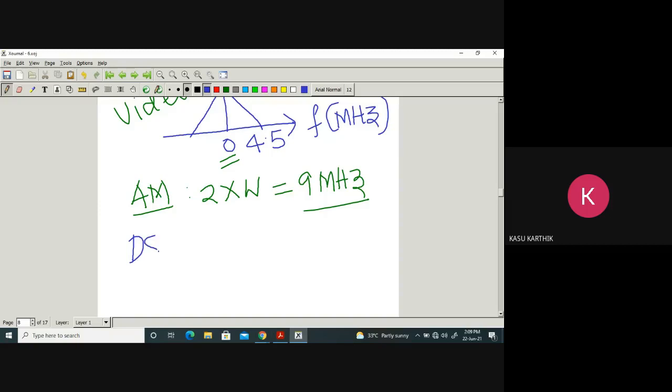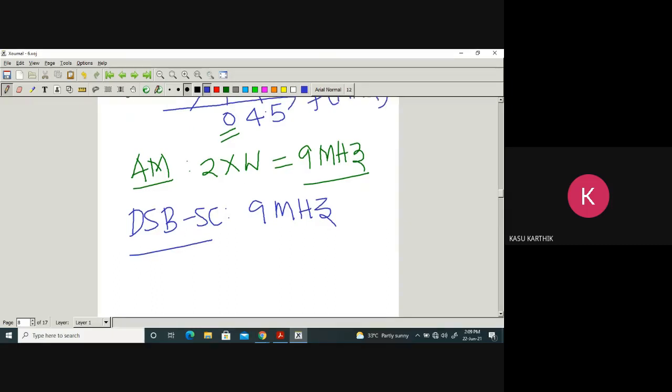What about DSBSC? It is also the same, 9 megahertz. It is also not suitable because it requires a lot of bandwidth. They are bandwidth inefficient techniques. What about SSB?